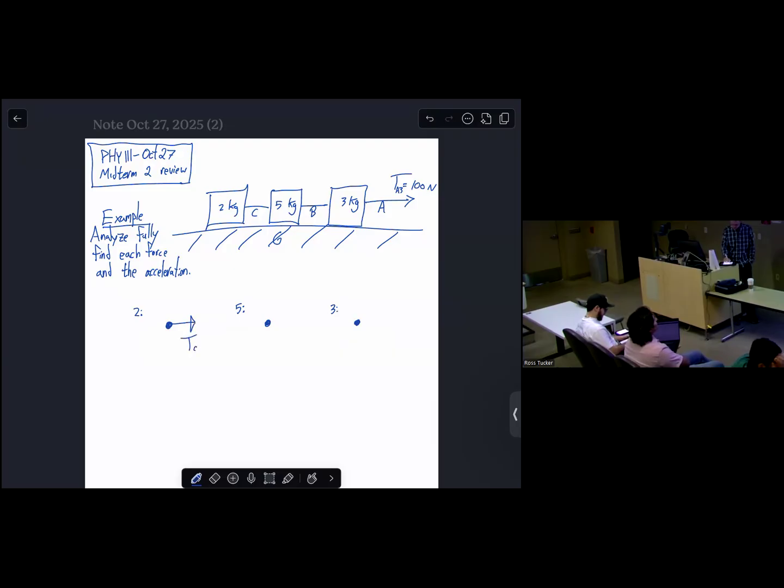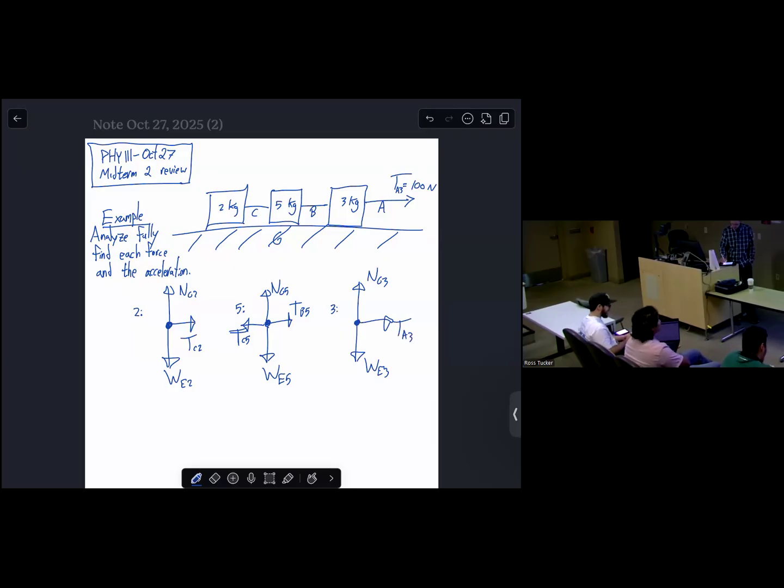This is the tension of C on 2. This is the weight of Earth on 2. This is the normal force of ground on 2. This is the tension force of B on 5. The tension force of C on 5, TC5, the weight force of Earth on 5. This is the normal force of ground on 5. The normal force of ground on 3. The weight force of Earth on 3. The tension force of rope A on 3. And the tension force of B on 3.